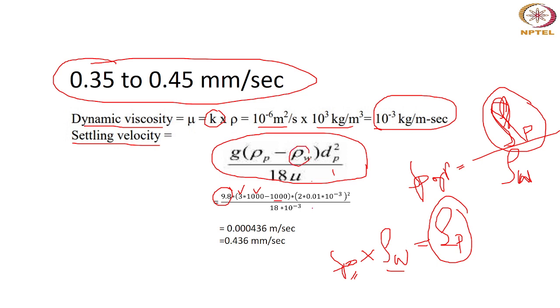So rho W is 1000 kg per meter cube. And then this is 2 multiplied by, because that was the radius, you need to put the diameter. So 2 multiplied by 0.01 into 10 to the power minus 3 to convert it from millimeter to meter, and it is square. This is already calculated, 10 to the power minus 3 kg per meter per second. This is the mu value. Put the mu value, calculate, you will get this.